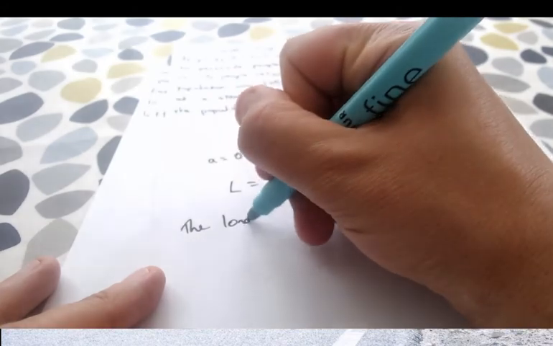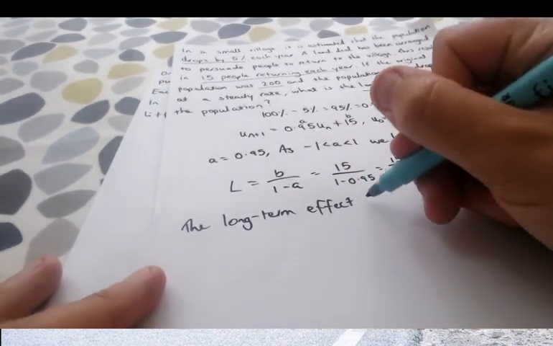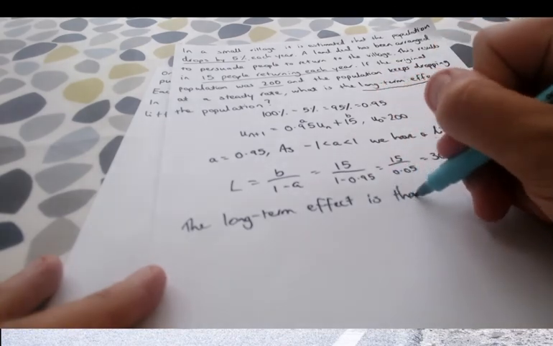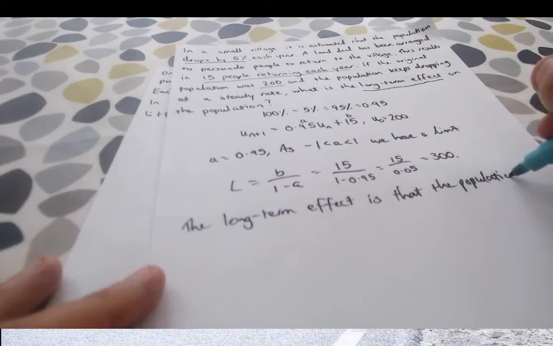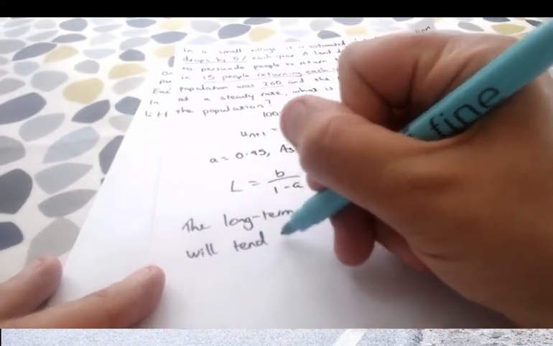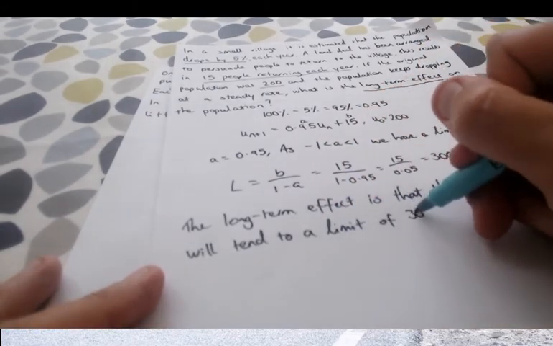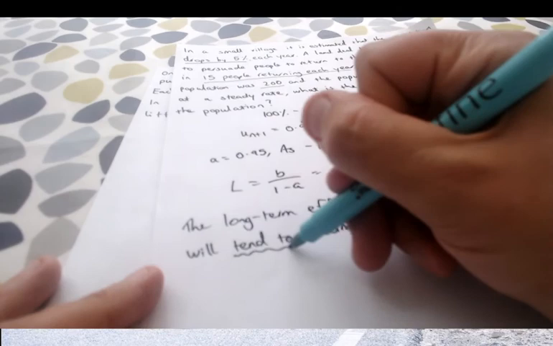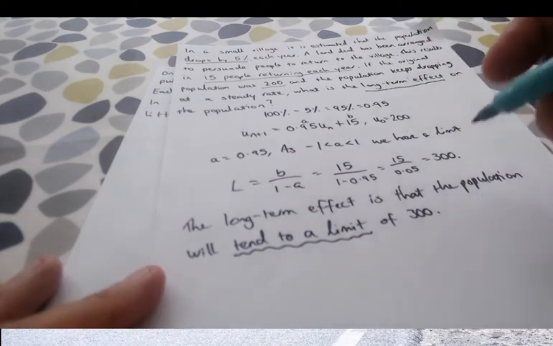So something like this should do. The long-term effect is that the population, now watch this phrase, will tend to a limit of 300. This is the phrase we're looking for here. It will tend to a limit of 300. Okay, your turn.